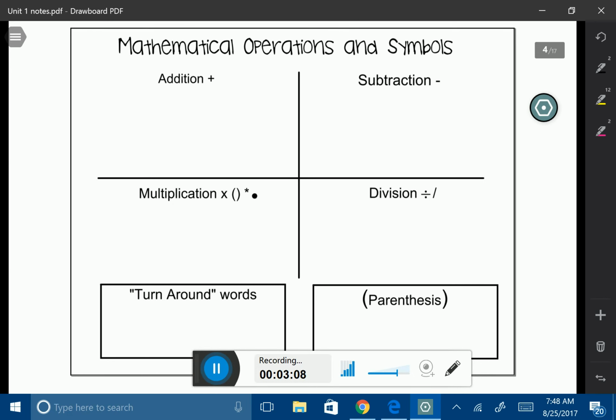Okay, on this next page, I would like you to fill out some information within these spaces. We're going to be looking at the mathematical operations and symbols that we use to identify the words addition, subtraction, multiplication, division. Basically, words that when you see that word, it means addition or subtraction or multiplication or division. Then we're going to talk about some turnaround words, and what happens whenever you have parentheses. So as we talk about these, I would like you to fill in what we talk about in these spaces.